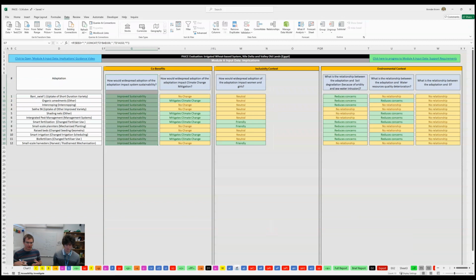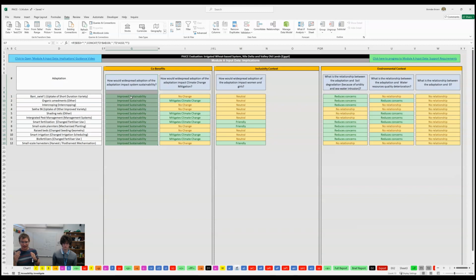All right, there's fewer problems here in Module AI, implications. The main thing that you want to consider here is that the default for nearly all of these should be the neutral. So the no change, no relationship, or neutral. In this example, we can see that every single one of the 12 adaptations looked at improved sustainability. So it's an example where it's all the same and it's all positive. But also, is it likely that that's the case?